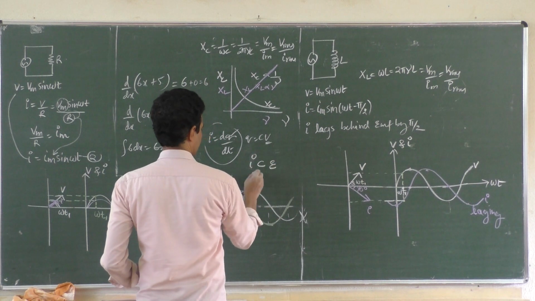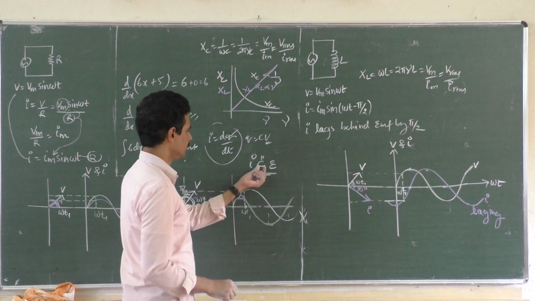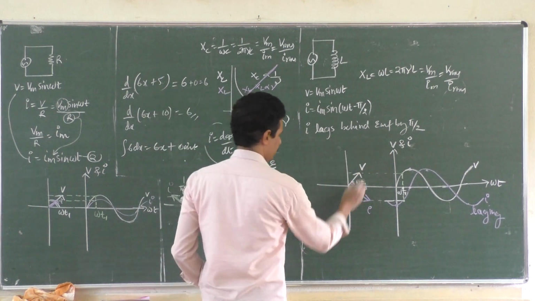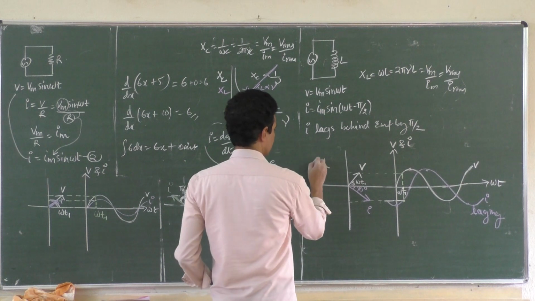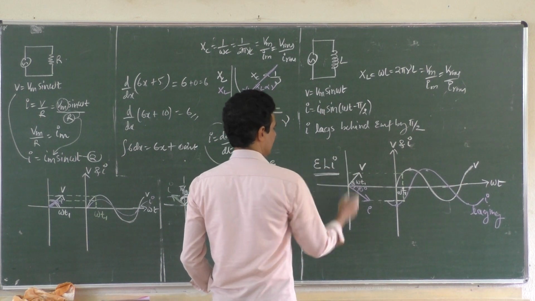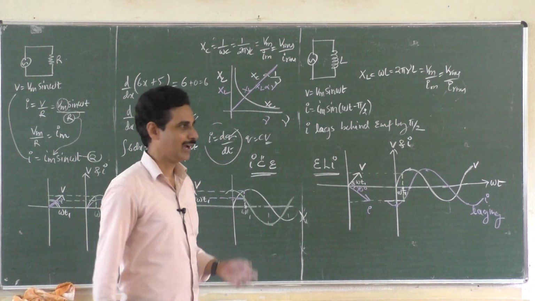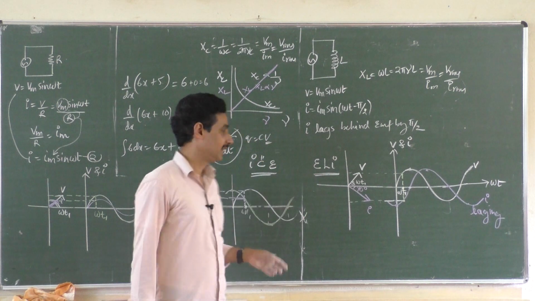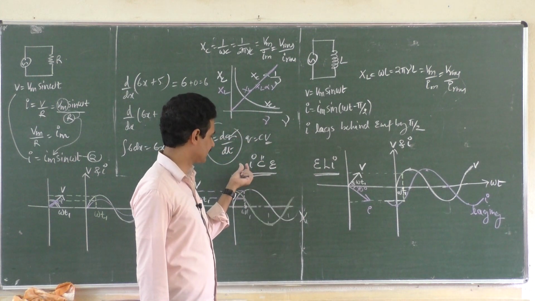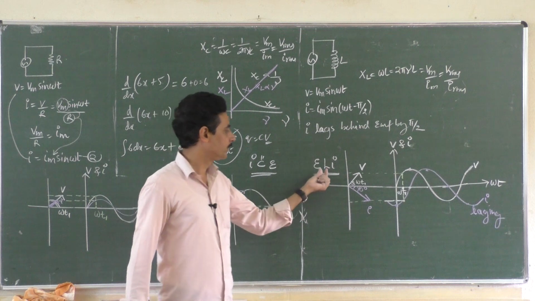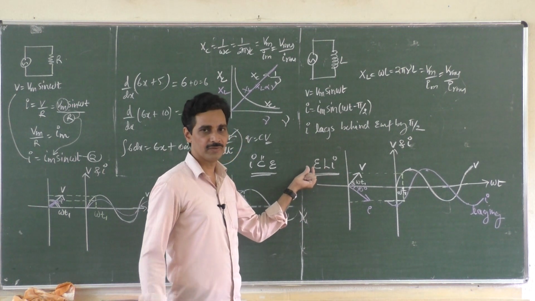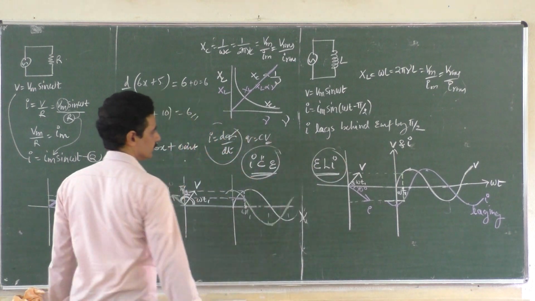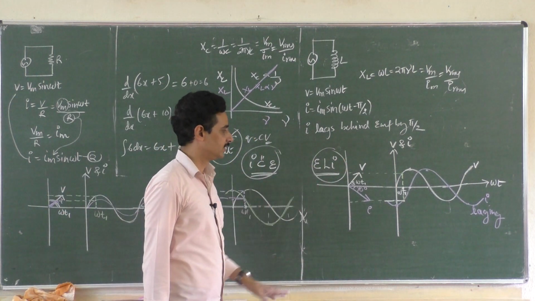You read it yourself. In a capacitive circuit, current leads, EMF lags. In a purely inductive circuit, EMF leads, current lags. You remember it as you like. In a purely capacitive circuit, current leads, voltage lags. In a purely inductive circuit, EMF leads, current lags. It is left to you how you remember it.